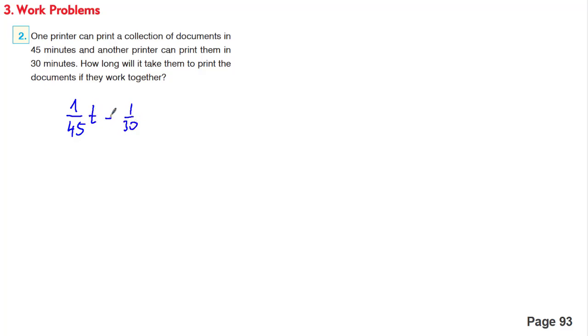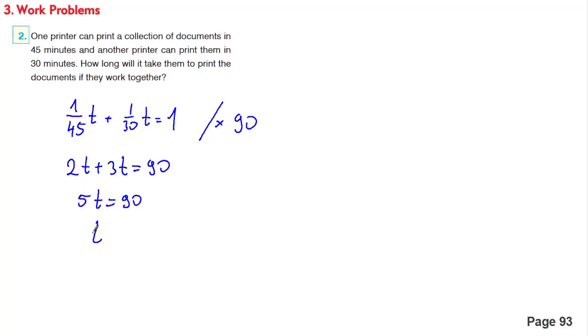How long will these printers work? Well, we don't know. For that, we assign t for time. And what part of the job should they finish if they work together? It says the whole job, so 1. Now, we need to multiply by 90, the least common multiple of 45 and 30. So you get 2t plus 3t is 90. That means we have 5t is 90, t is 18. So in 18 minutes, the job will be done if both of these printers work together.